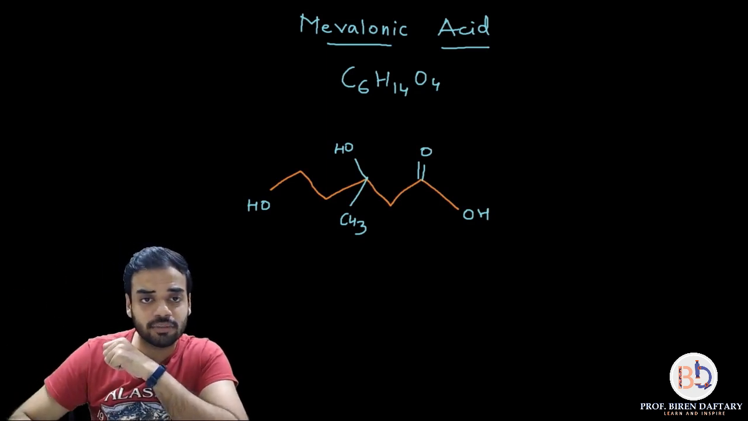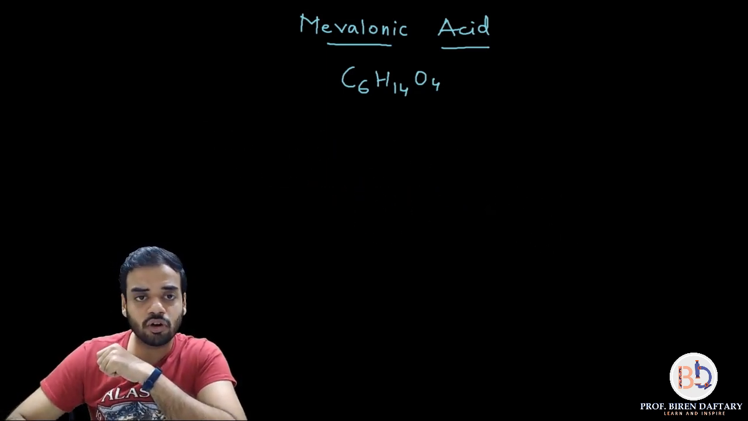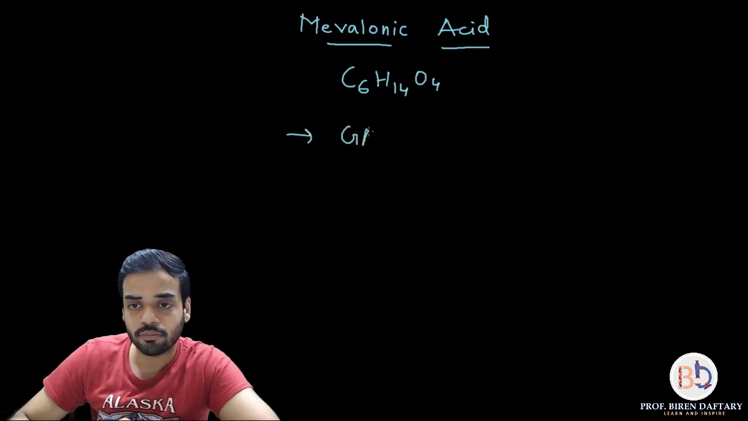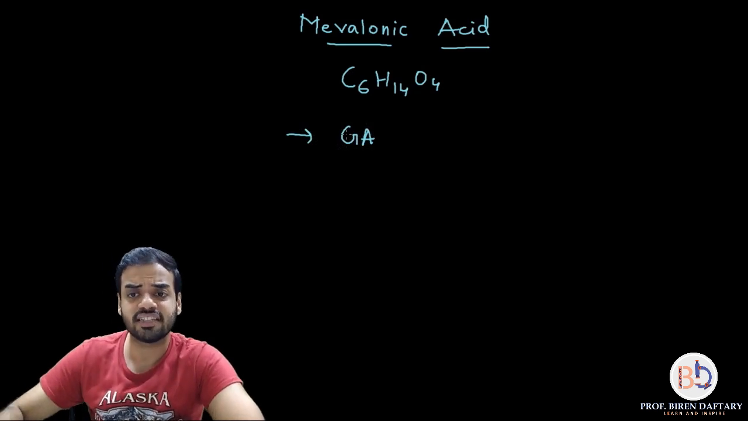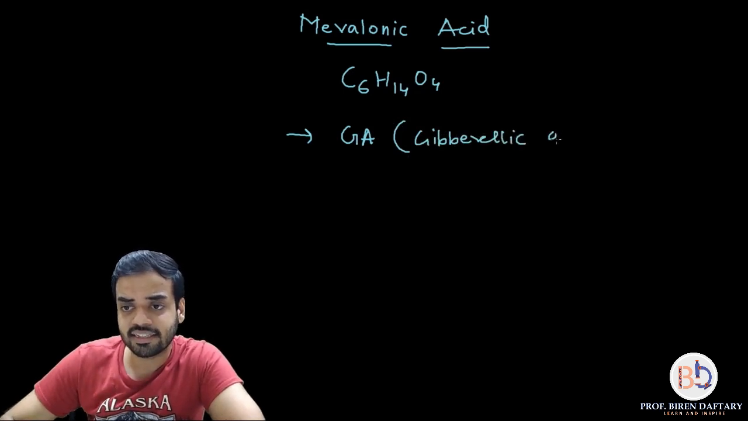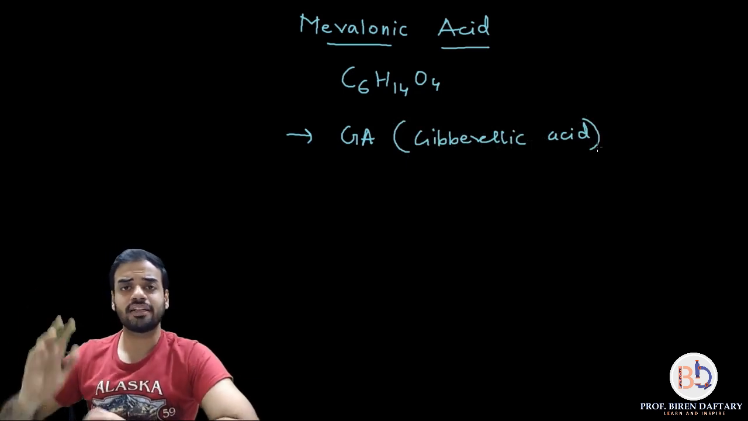So what I will do is I'm going to rub this off. The gibberellins are also called gibberellic acids. Please remember, that is why the short form is GA. In yesterday's lecture I told you cytokinins are CK. So GA stands for gibberellic acid. Why is it acidic? Because it is made from mevalonic acid, so it is acidic. Okay, so that is GA.